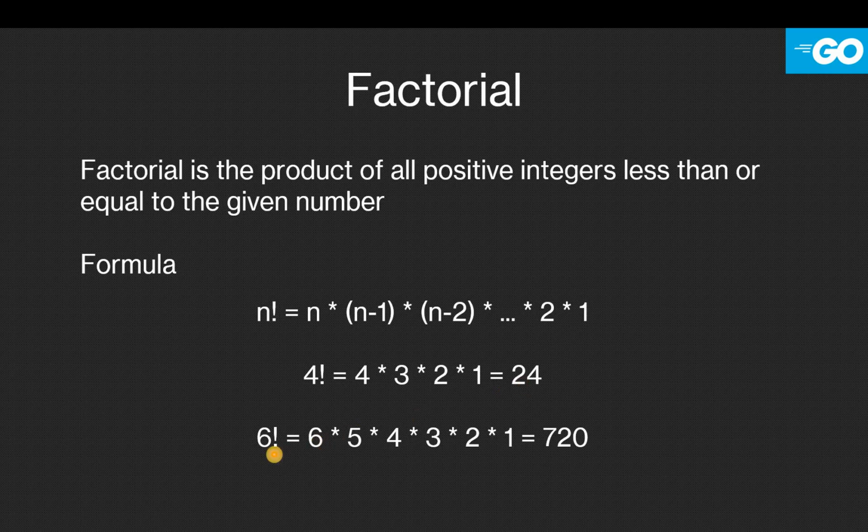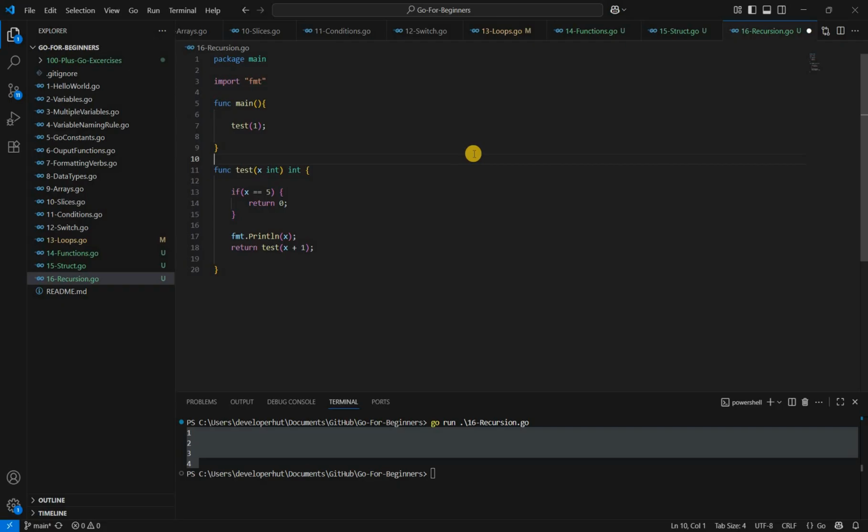Similarly, the factorial of 6 is 6 into 5 into 4 into 3 into 2 into 1, which is 720. So this is basically the factorial. Now let's create the factorial function, which is a recursive function in our case. The formula for factorial is n into n minus 1 into n minus 2, and so on. On the basis of this formula, we will create a recursive function.